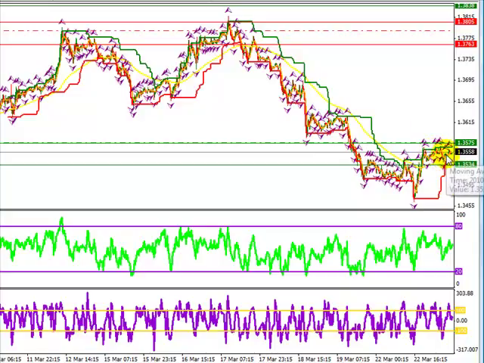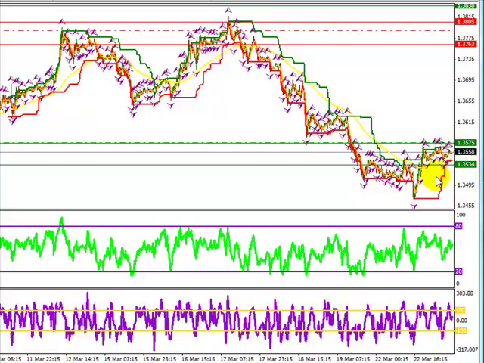Now, I'm placing my entry here at 1.3575 and my stop down here at 1.3534. Price is right here at 1.3558 right now, highlighted in black there.